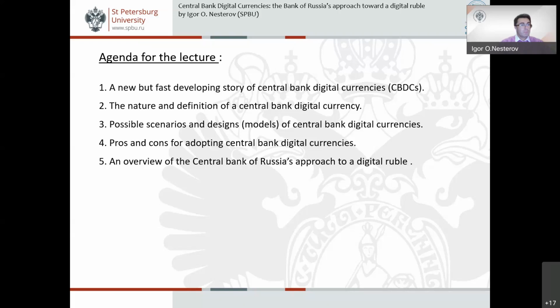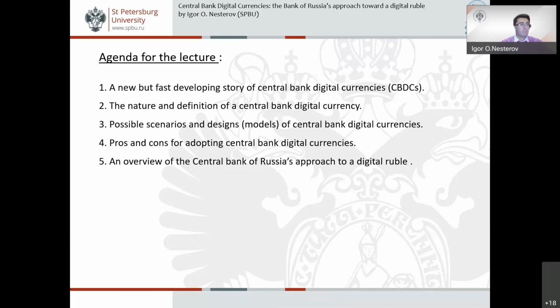So we are going to have a quick view to a new but fast developing story of central bank digital currencies. Then we will turn to the nature and definition of central bank digital currency. In this part of our lecture, we'll try to distinguish between central bank digital currency and traditional non-cash or cashless electronic money, and between central bank digital currency and well-known cryptocurrencies like Bitcoin, Ether, Litecoin, Dogecoin, etc.